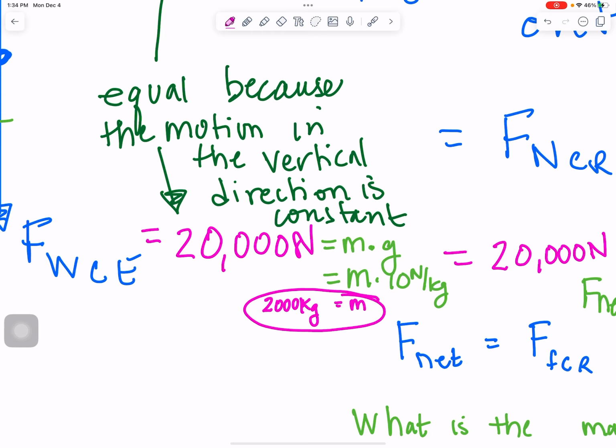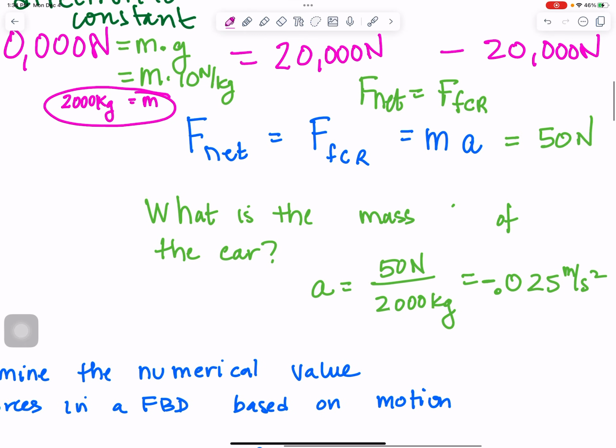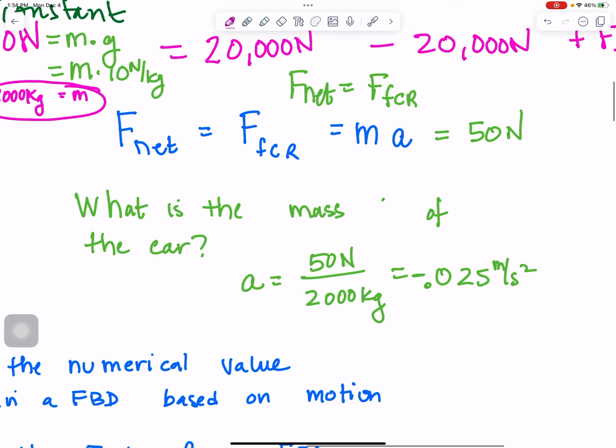So that's an important thing to know. So what is the mass of the car? Oh, all right, the mass of the car, we figured out, was 2,000 kilograms. And so now I can go back to this idea of F equals ma, and so a is equal to force divided by mass.